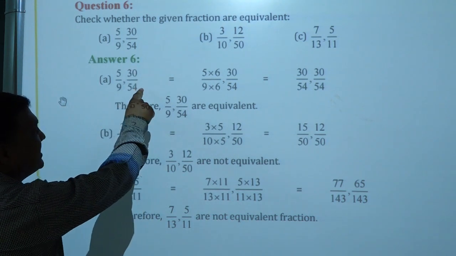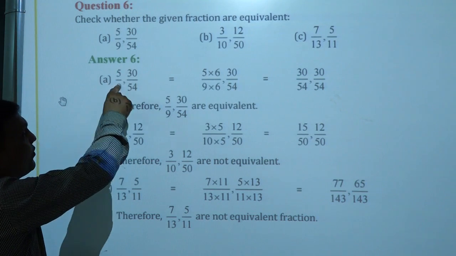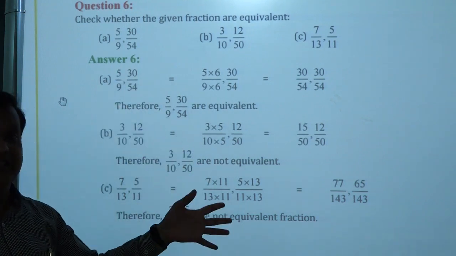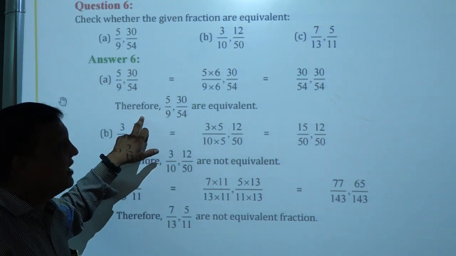6 5s are 30, 6 9s are 54, so 5 upon 9. 5 upon 9 is matching. This is the division method. Therefore, these are equivalent fractions.